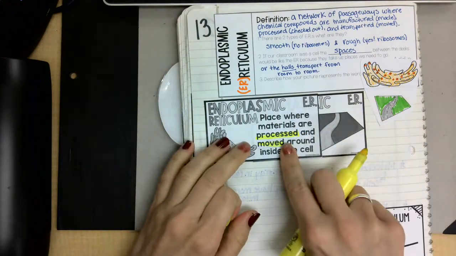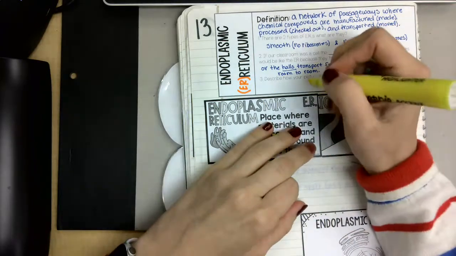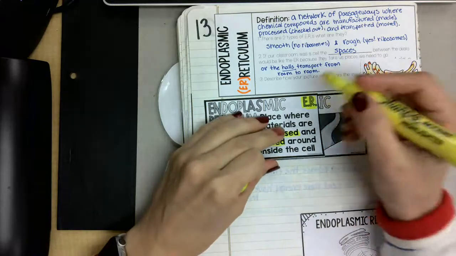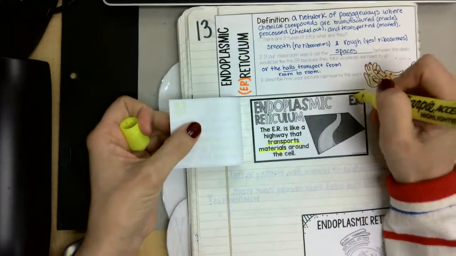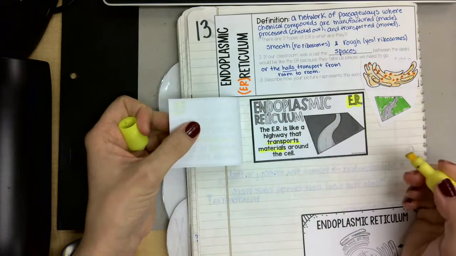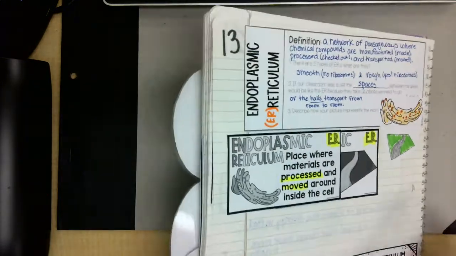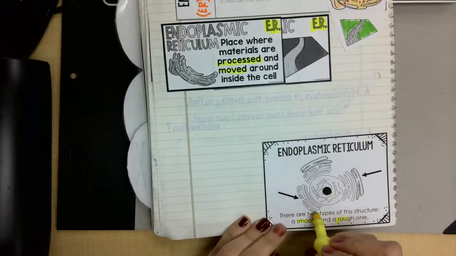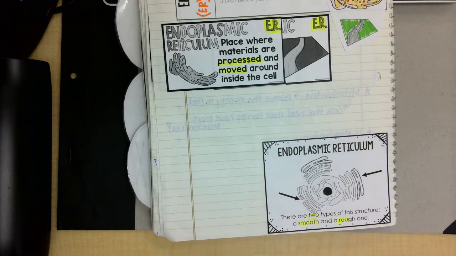Okay, so we've got our endoplasmic reticulum. They're a place where materials are processed and moved around inside the cell. So remember that you can abbreviate that to ER. It's a long word. And we would either say smooth ER or rough ER, depending. So it's like our highway transports materials around the cell. It's like how highways transport us around the city. There are two types, the smooth and the rough one. So which one is which?